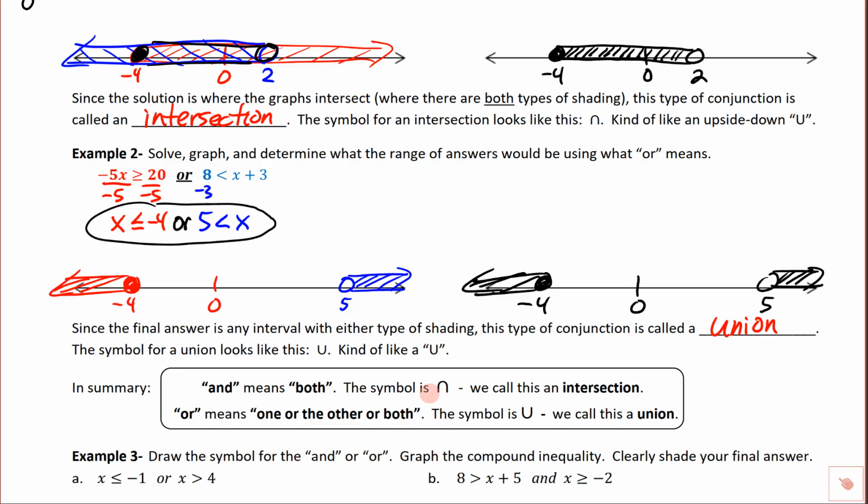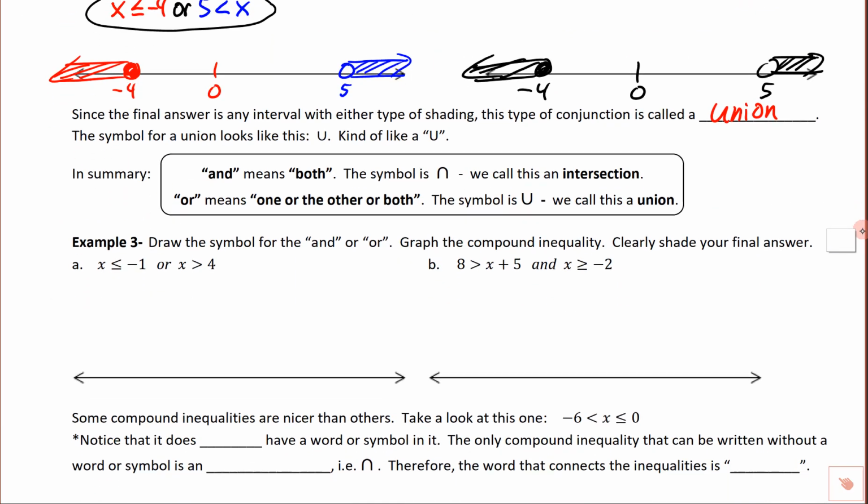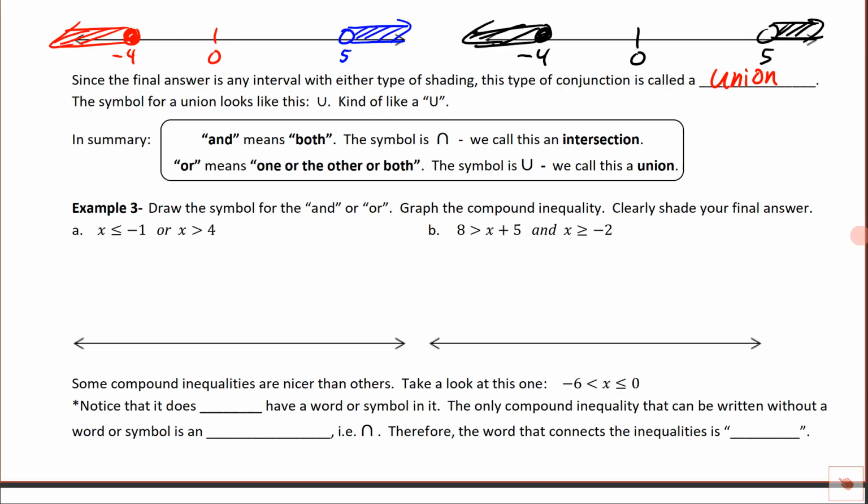All right, so let's slide down here and let's take a look at a couple of these. We're at the bottom of this first page here. And it says, draw the symbol for the and or the or, graph the compound inequality, clearly shade your final answer. So I'm going to do this right here. I'm just going to stick with the red here. The word or is one or the other or both. That's going to be a union. We're just going to throw everything together. So I'm going to use a union on this one right here.